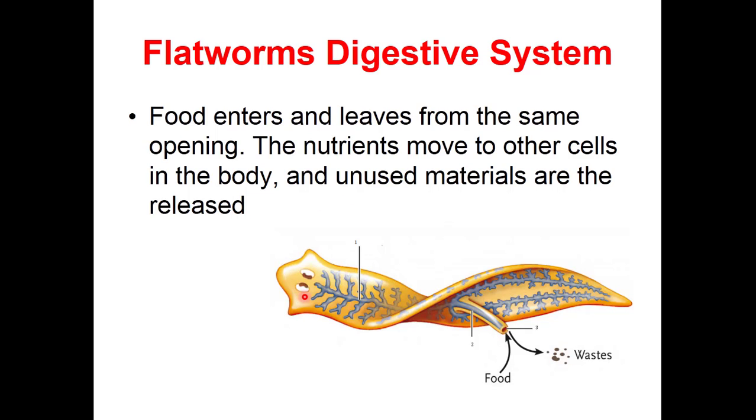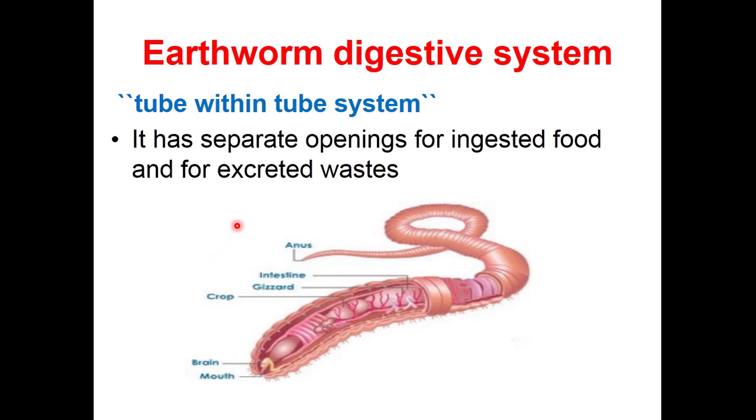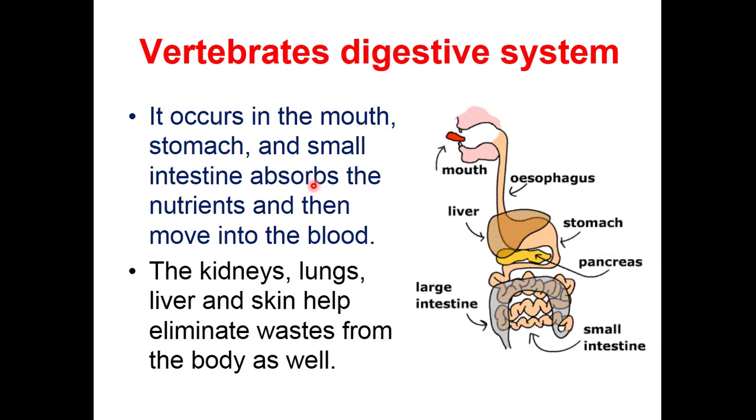This is for flatworms. Finally, the advanced digestive system for invertebrates relates to the earthworm. They have a tube within tube system, and it has separate openings for ingested food and for excreted wastes. So we have here the food enters from the mouth and leaves from the anus. This is for the earthworm. What about humans? I explained this in the first slide. So we can say digestion occurs in the mouth, stomach, and small intestine, which absorbs the nutrients and then moves them into the blood.